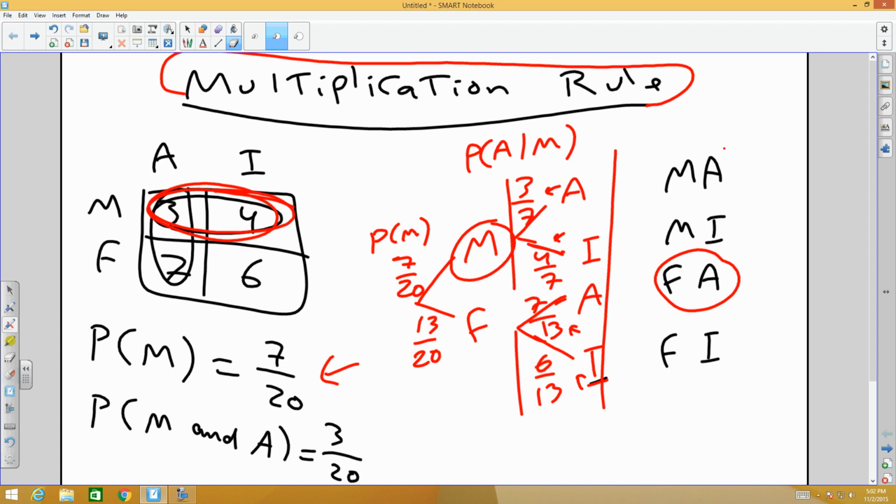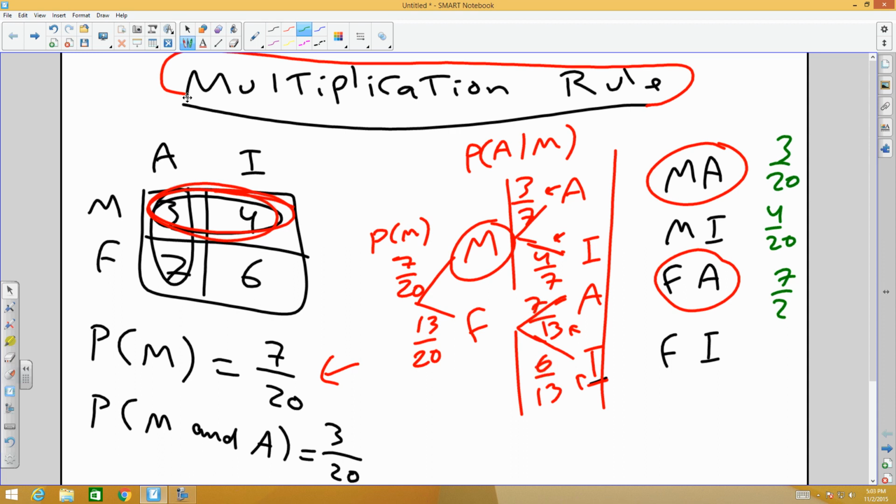Now, how about the outcomes? Find the probability of m and a. We already have this also from the table. What's the probability of m and a? Let's do that in a different color. M and a, yeah, we just got that. That was 3 over 20. Find the probability of m and I. M and I is 4 over 20. See, sometimes we don't write the and. So mi is the same as m and I, right? Okay, f and a both happen at the same time, f and a, that would be 7 over 20. And then fi, that's 6 over 20.